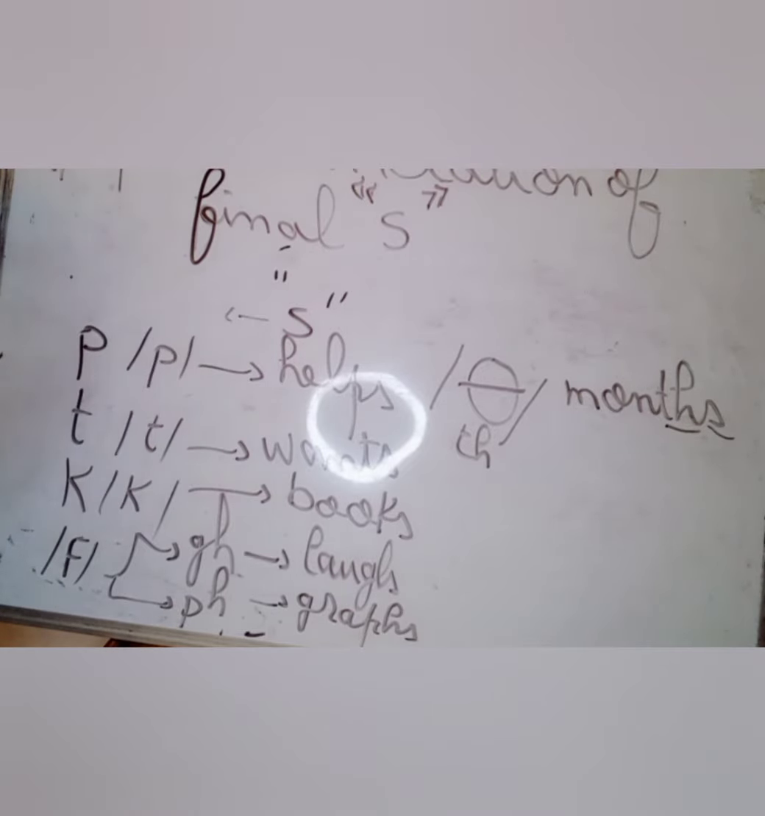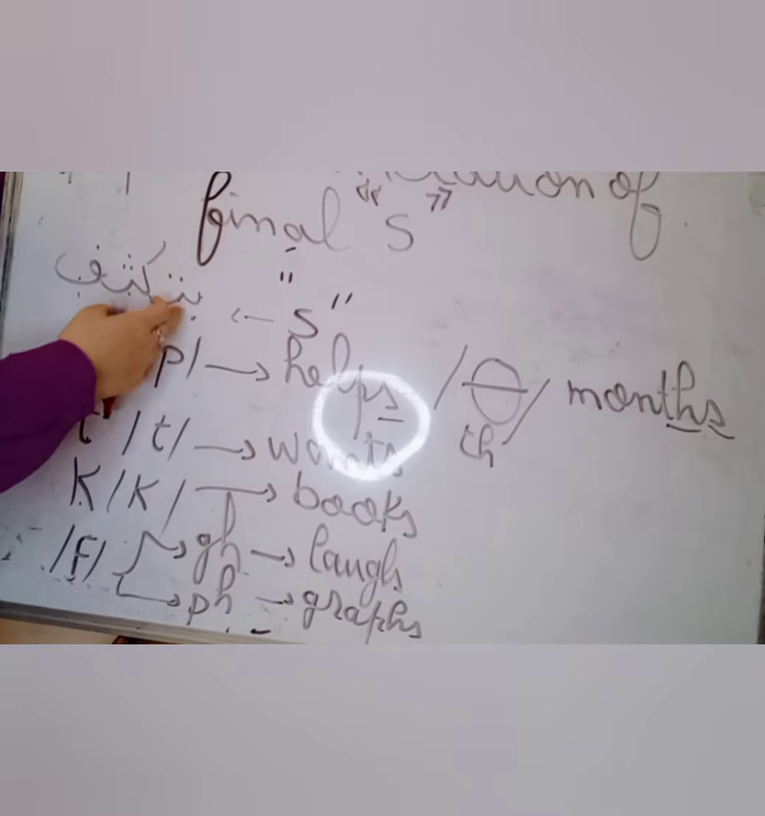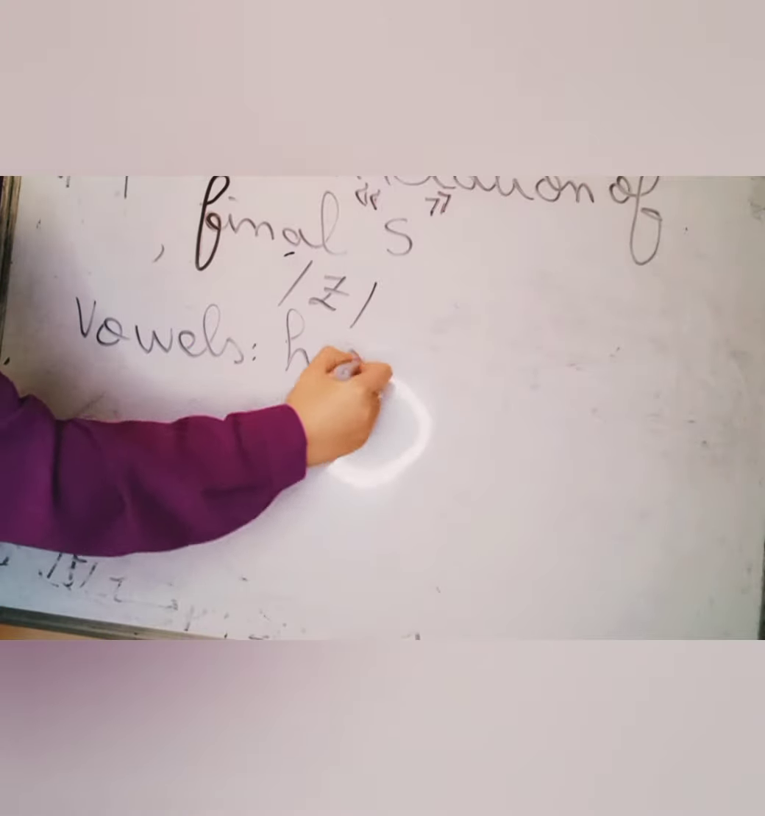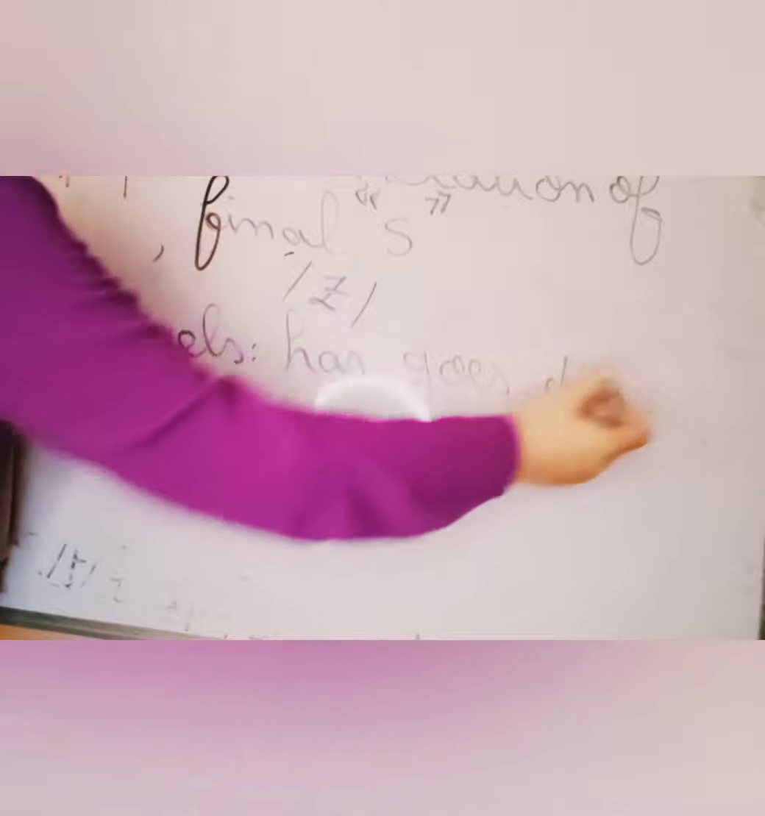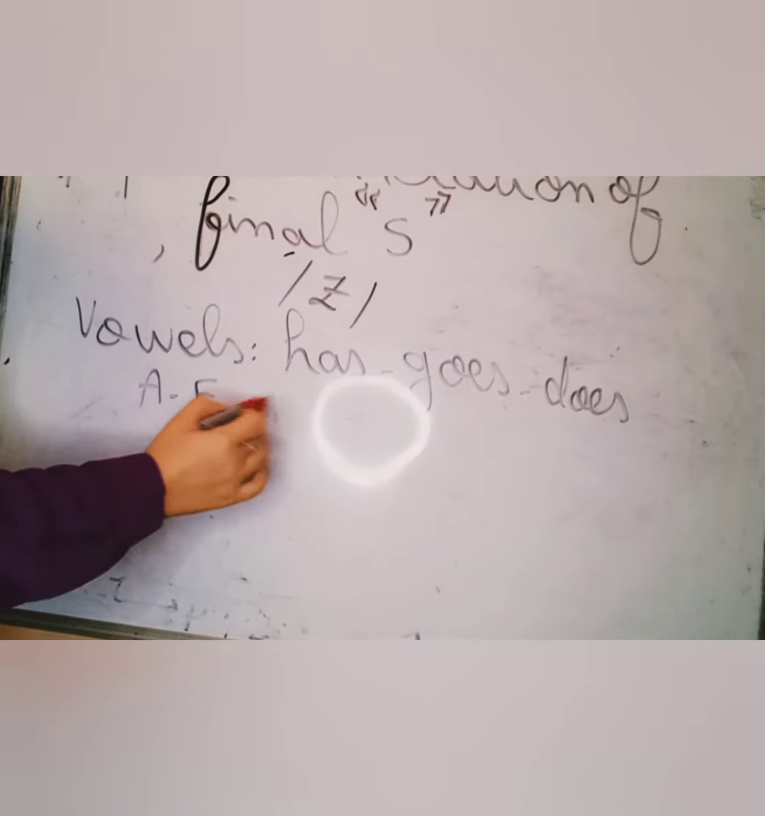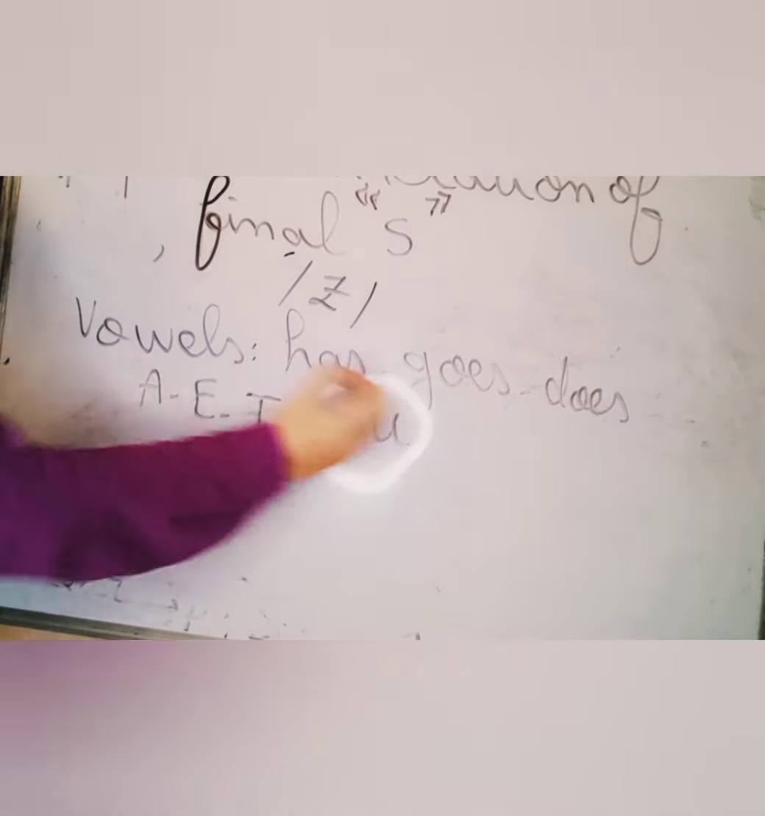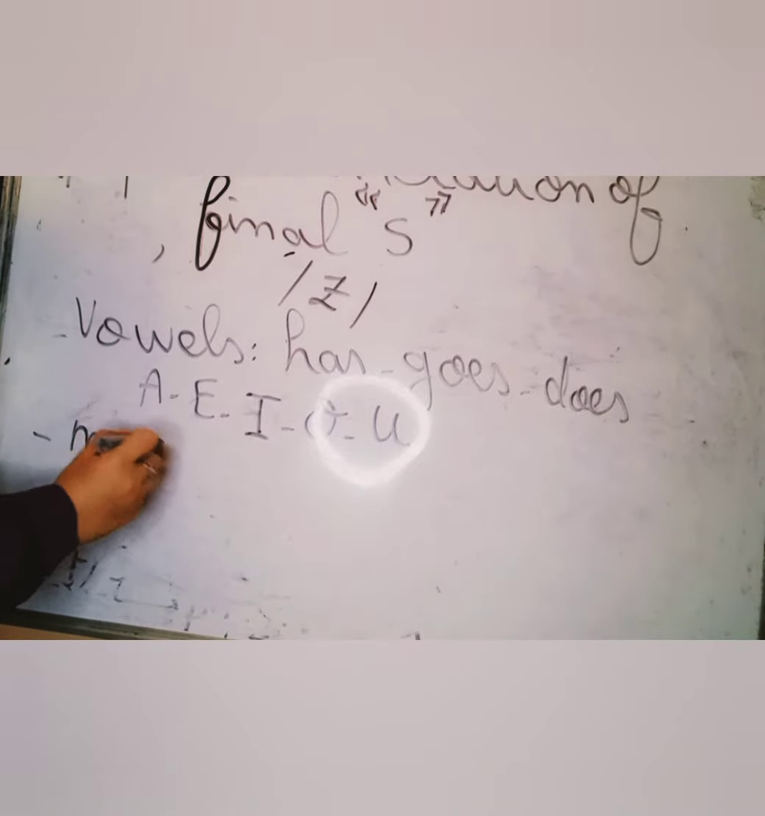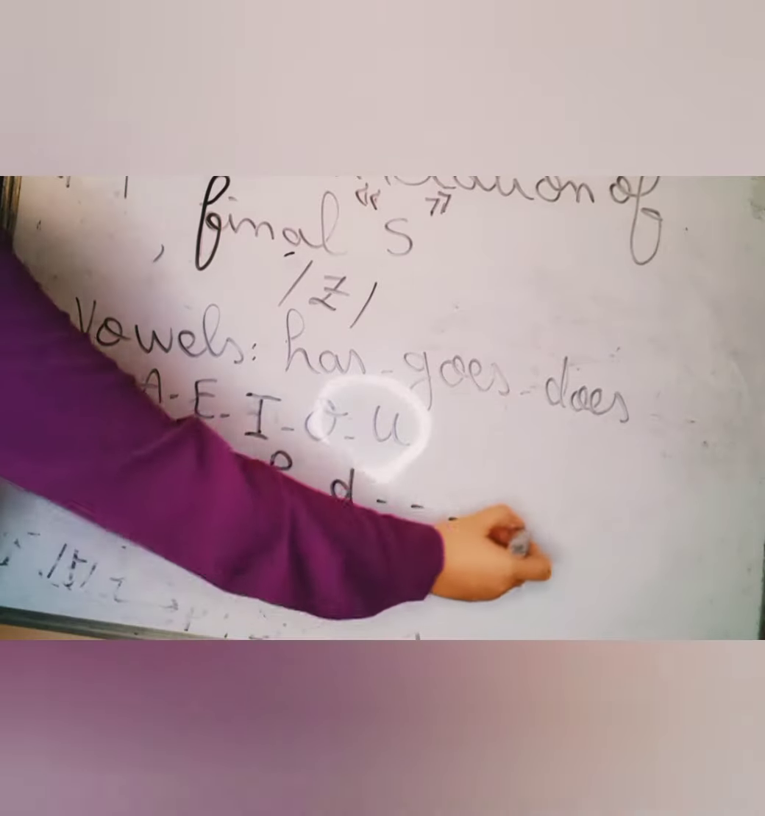For this case, there is a commonly used word to remember the letters: p, t, k, th and f. This is the combination of letters or sounds that come before final S. Then all the vowels, for example, has, goes, does: the vowels A, E, I, O, U. And we have the rest of the consonants, like M, N, L, R, D, etc.